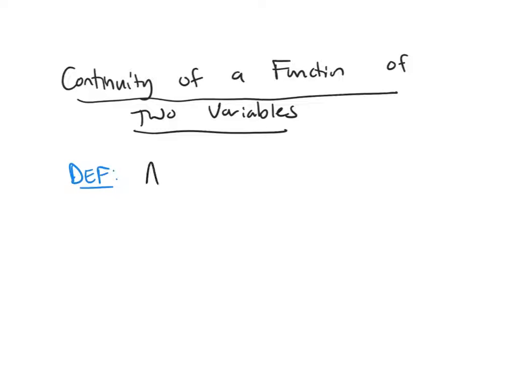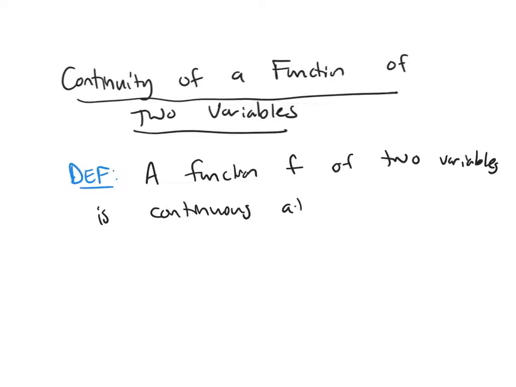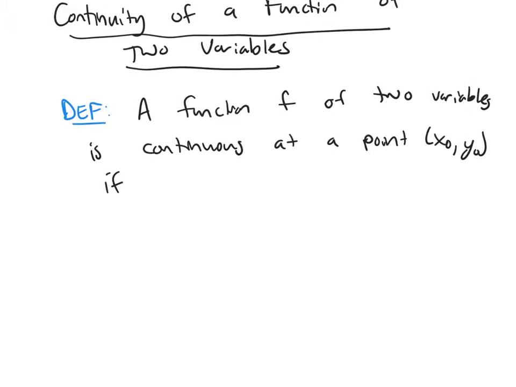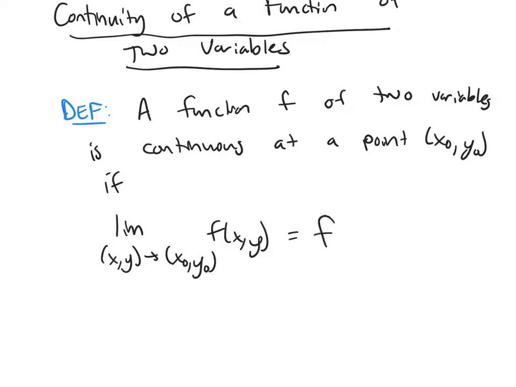A function f of two variables is continuous at a point x naught, y naught, if, well, the limit exists. The limit, as I approach my point, exists. And even more than that, it's required to be the same thing as evaluating my function.